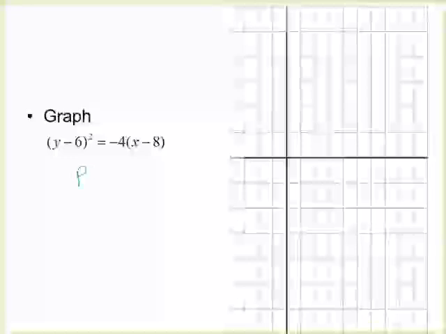Now with a parabola, we need to decide whether it's horizontal or vertical as well. So according to the chart, which one does this match up with? Horizontal. When y is squared, that matches up with what the chart says is a horizontal parabola.